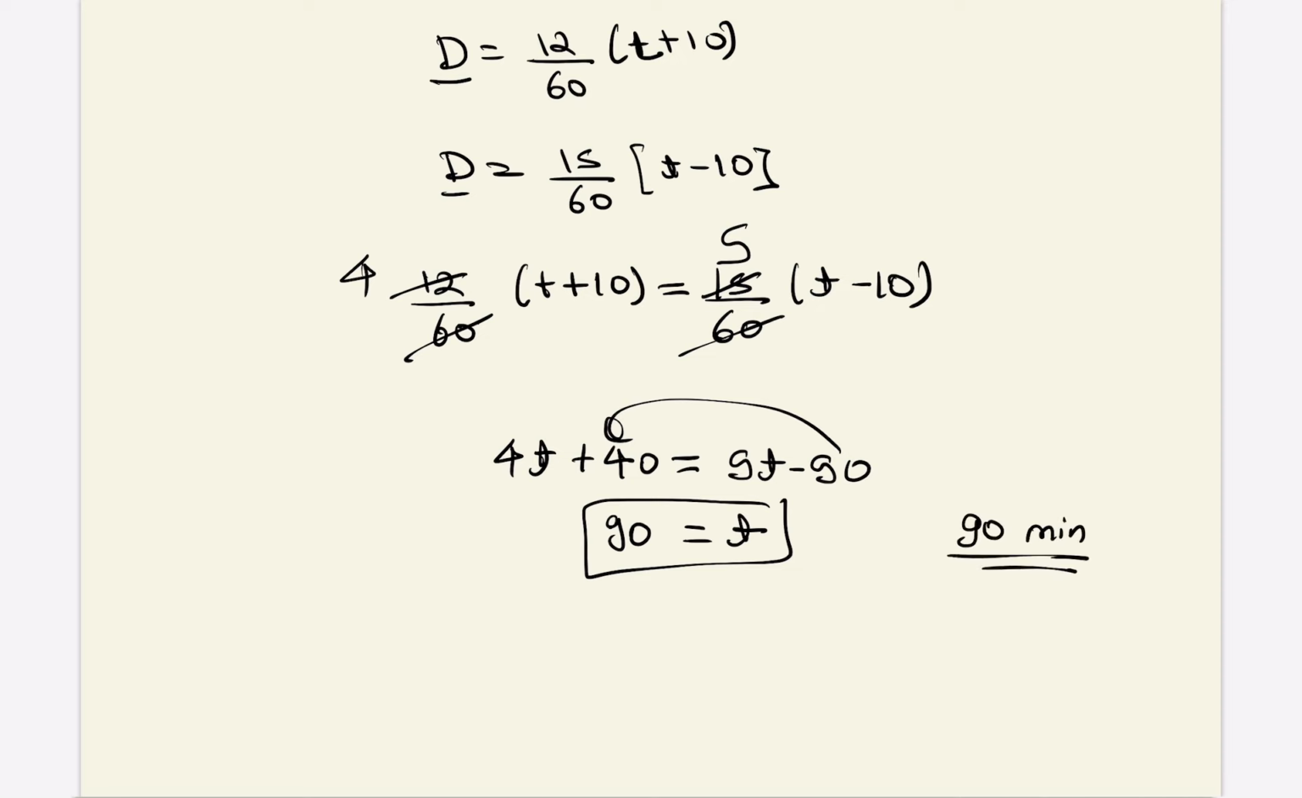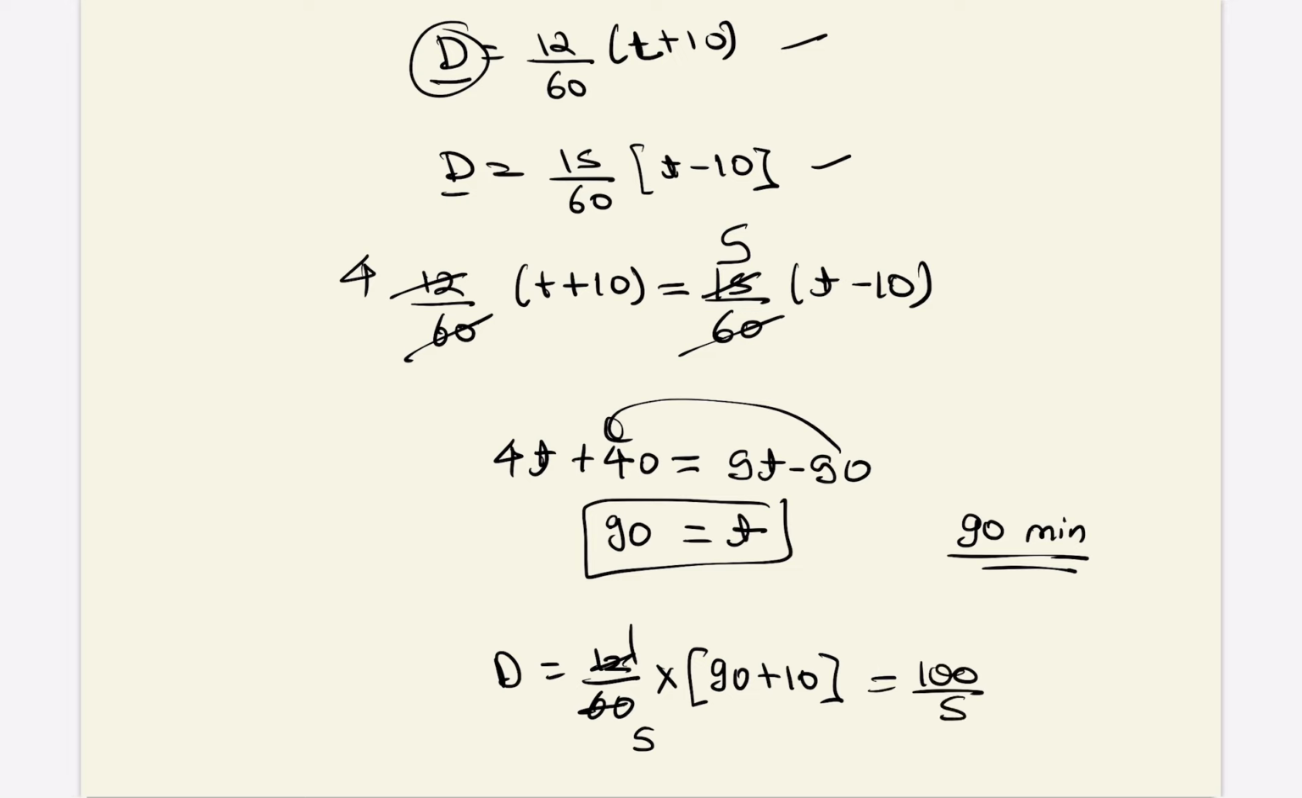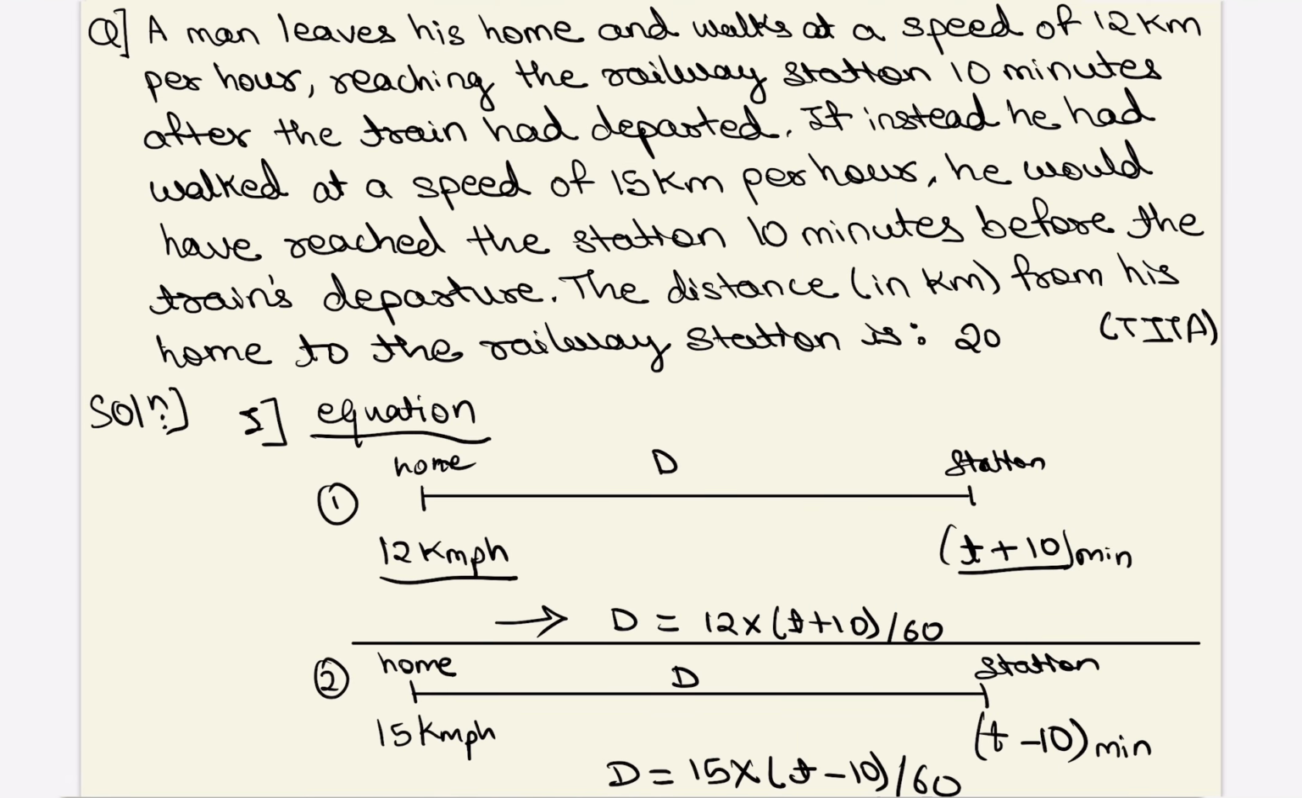Fair enough. Now if I get the time as 90 minutes, I just put it in either of these two equations and I will get my distance. So distance is 12 by 60 into 90 plus 10, which is 12 ones are 12, 5s are 60. So this becomes 100 by 5, which is 20 kilometers. That's your answer: 20 kilometers. I told you there was a second method as well.